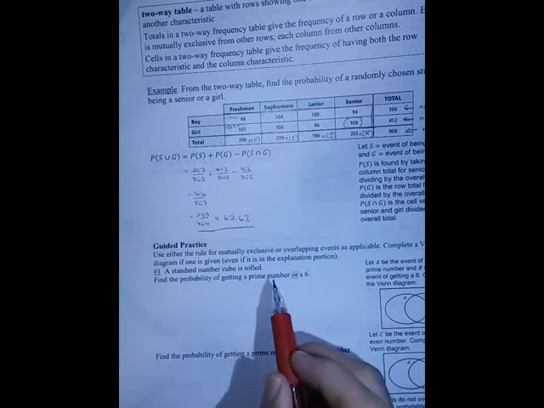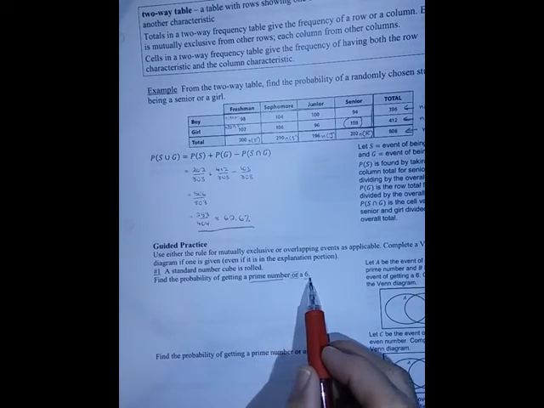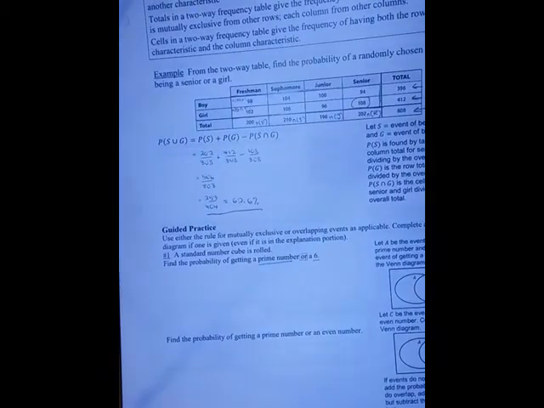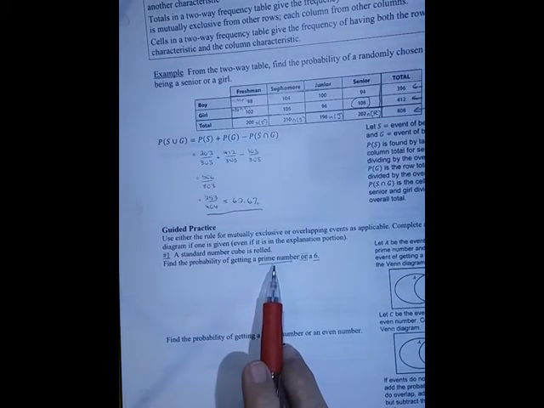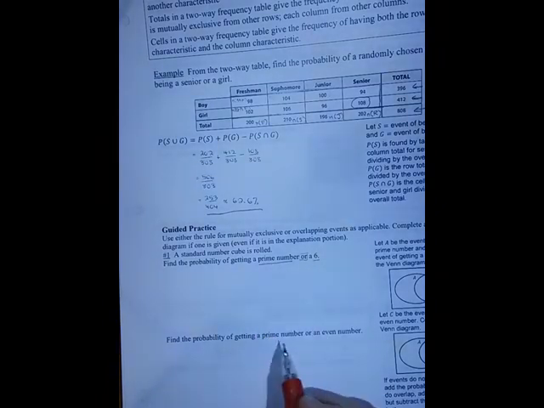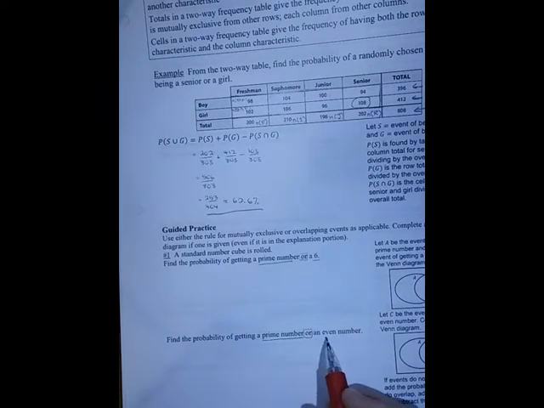In this one, if I pick a number, can it be both prime and a 6 at the same time? If so, you need to subtract that in the end. Otherwise, you're going to find the probability of being a prime number and simply add the probability of being a 6. For the next one, you have a prime number or an even number.